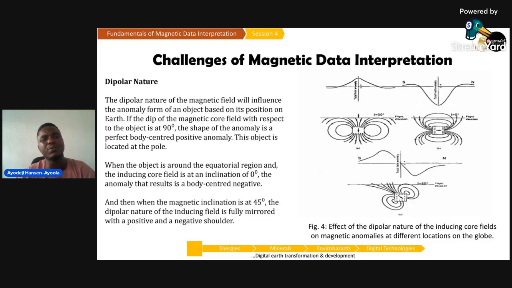The next challenge that I want to talk about is something that has been very well spoken about today. Of course, it's the dipolar nature of magnetic fields. As it's been said, magnetic fields are generated from the core of the Earth, essentially the outer core of the Earth.